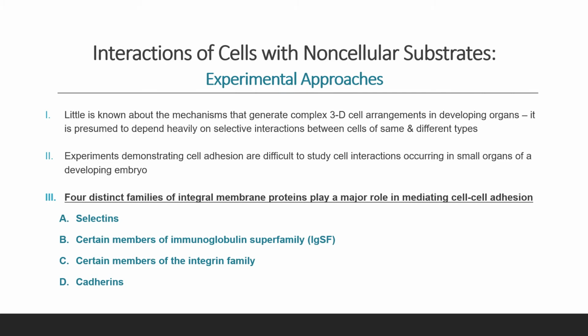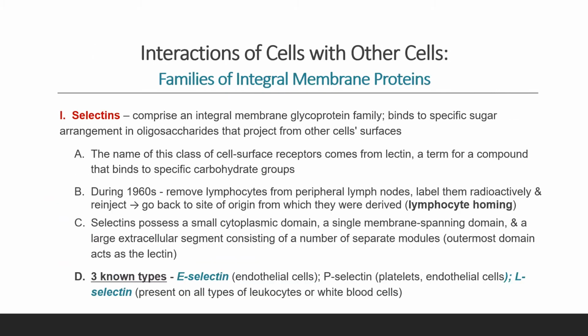So there are four distinct families of integral membrane proteins that play a major role in mediating cell-to-cell adhesion. First we have the selectins. Second will be members of the immunoglobulin superfamily or IGSF. We also have members of the integrin family and cadherins. So selectins comprise an integral membrane glycoprotein family that binds to specific sugar arrangements in oligosaccharides that project from other cell surfaces. The name of this class of cell surface receptors comes from lectin, a term for a compound that binds to specific carbohydrate groups.